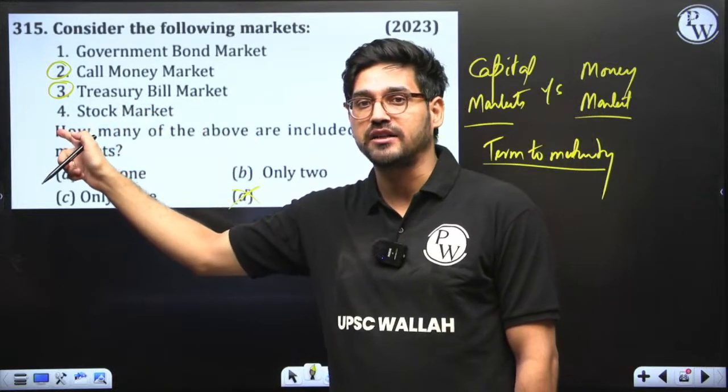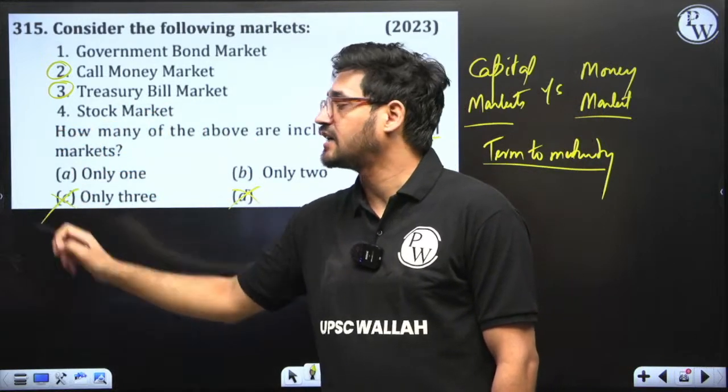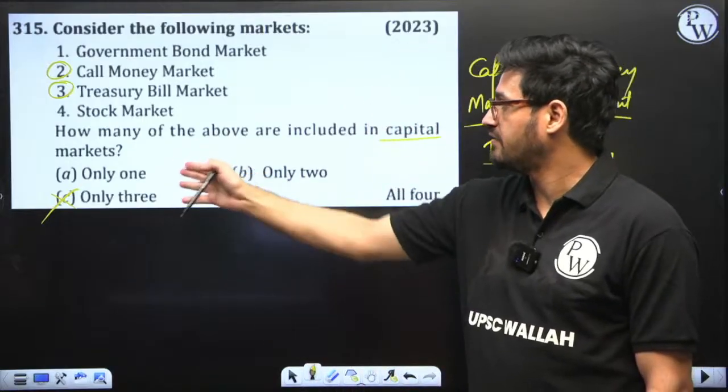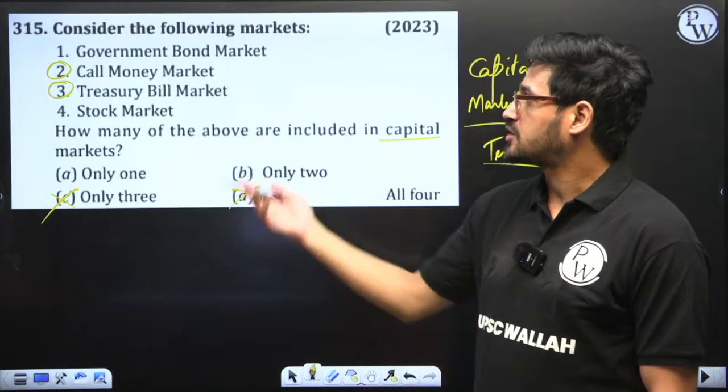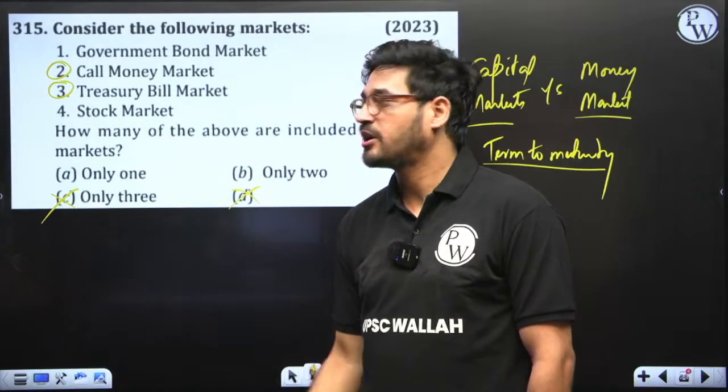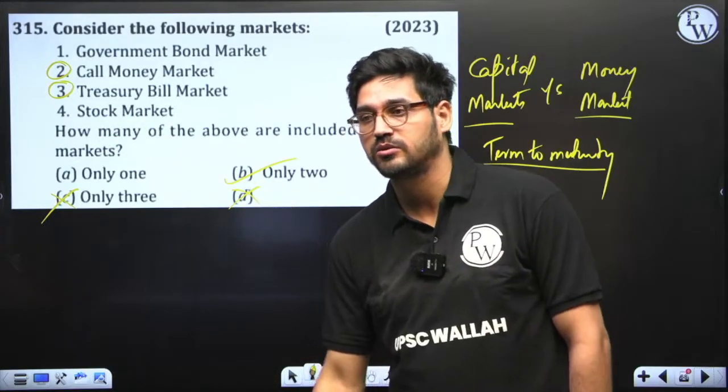T-bills are money market instruments. That means only 3 can also not be correct. Now the answer could be only 1 or only 2. Stock market obviously is a part of capital market. So the answer has to be only 2.